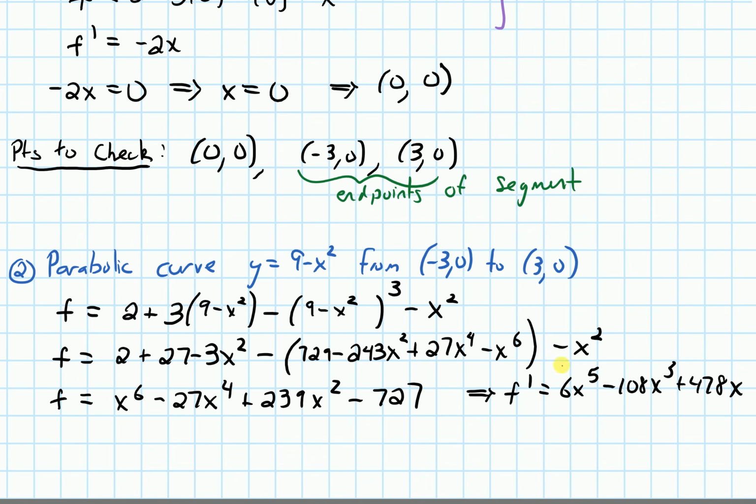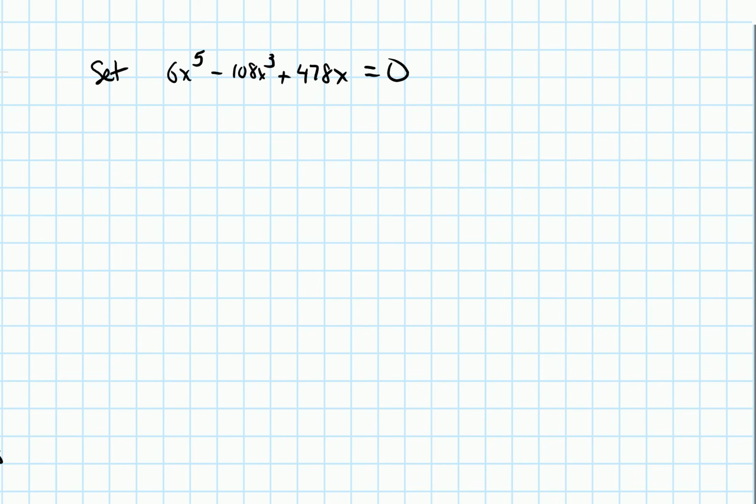It's never going to be undefined. So let's find where it's equal to 0. Okay, so let's set that derivative equal to 0. I can factor an x out of this. And I'm left with 6x to the 4th minus 108x squared plus 478 equals 0. Okay. So this is where it takes a little bit of a clever step to recognize what algebra trick I can do to deal with this stuff in parentheses.